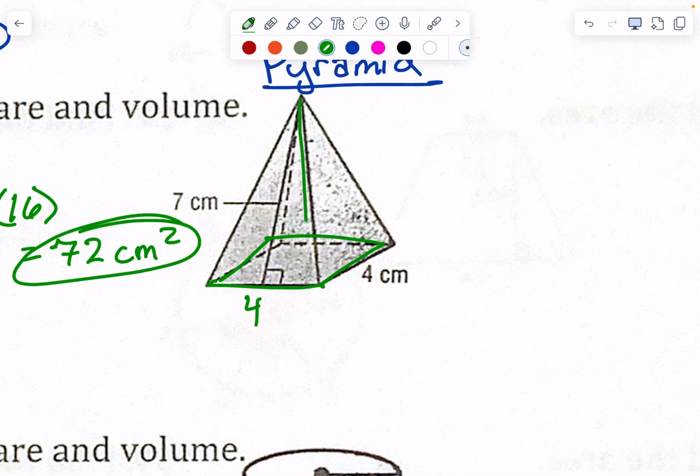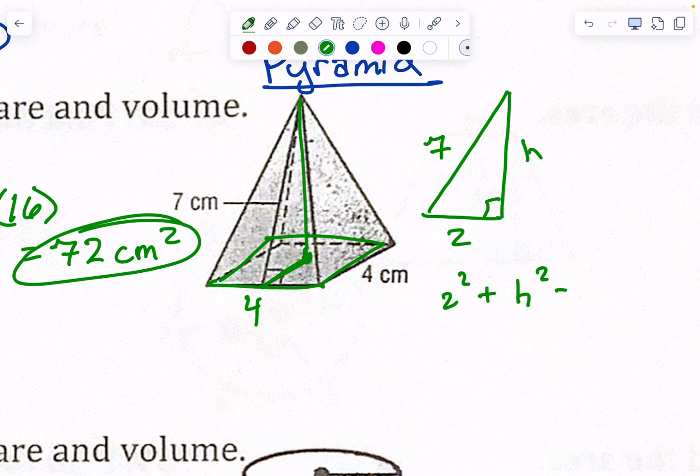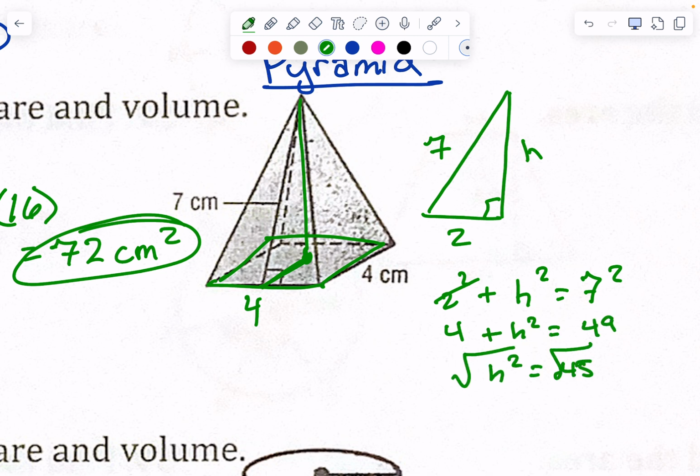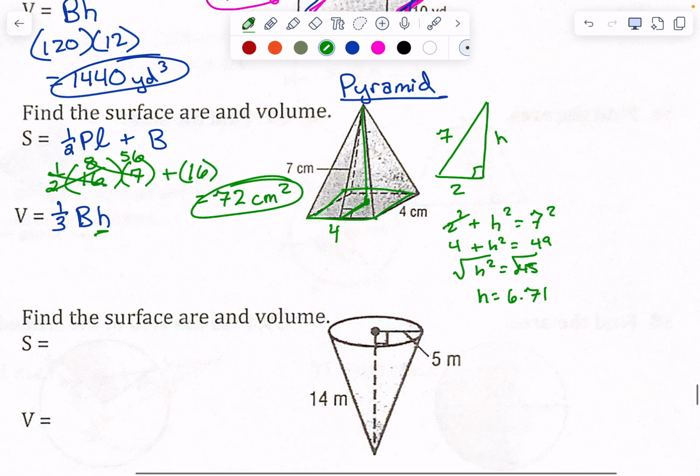For the volume formula, I need to know what this is down the center, right? So if I take a cross section or a slice out, this is 7. What's this right here? 2. That's 2 because it's half of 4, right? I need to know what this regular height is. Like, what's that h? So 2 squared plus h squared equals 7 squared. This is 4. This is 49. So h squared equals 45, and the square root of 45 is 6.71. That is the height, right?